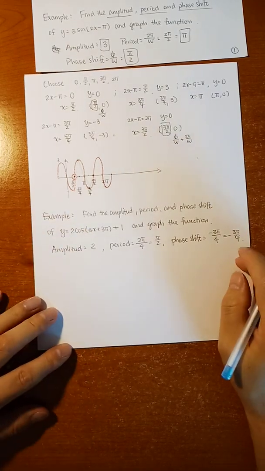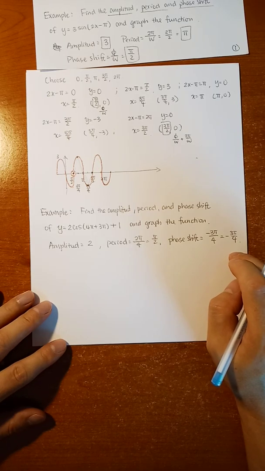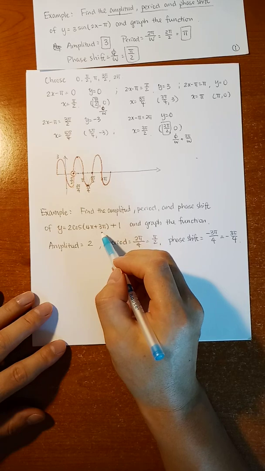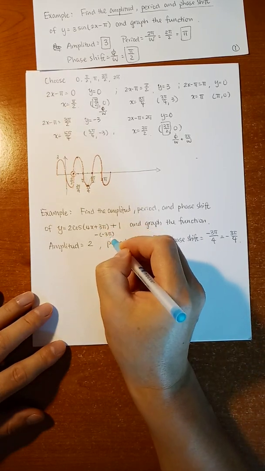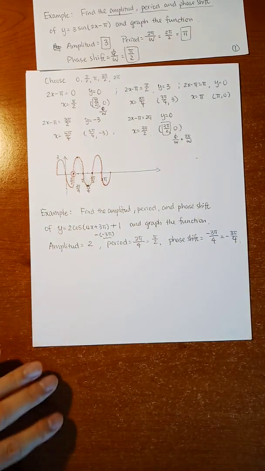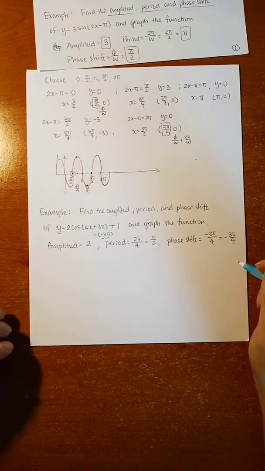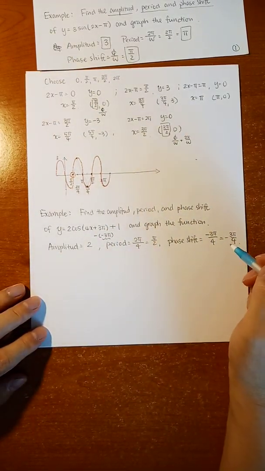Okay, so this is the tricky point. Just be careful about the phi. Phi is always minus phi. If you get plus 3 pi, you have to write it as a minus negative 3 pi. So this is a negative. This negative 3 pi is a phi. Okay, so we get the amplitude, period, and the phase shift.